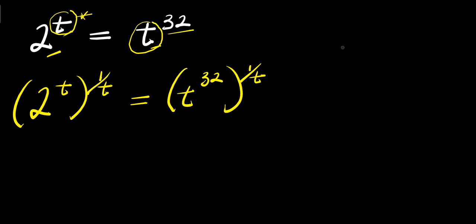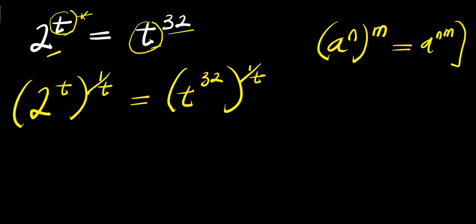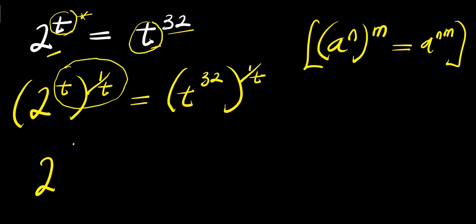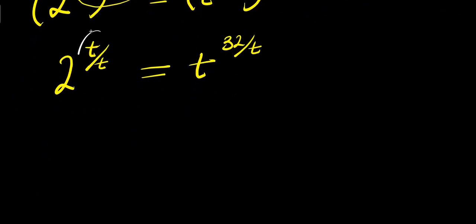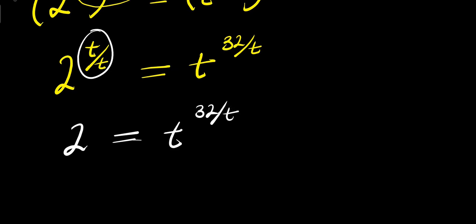Now consider this. If you have a power n raised to the power of m, this equals a power n times m. So we are going to multiply this exponent out, and we are going to have 2 power t times 1 over t, this is t divided by t, and this equals t power 32 times 1 over t, this is 32 divided by t. So from here, this divides itself, we have 1. We have 2 equals t power 32 divided by t.